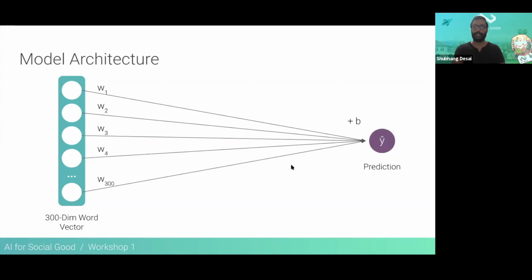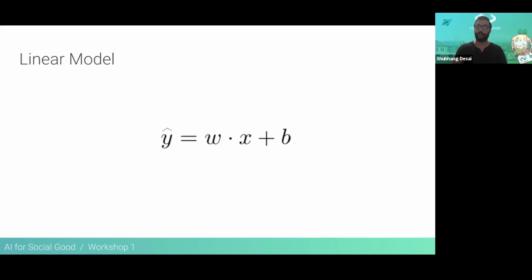You might be wondering what the heck the weights are and what the bias is. We'll get there, don't worry. But let's just act like it's there. Essentially what we do is this dot product, right?